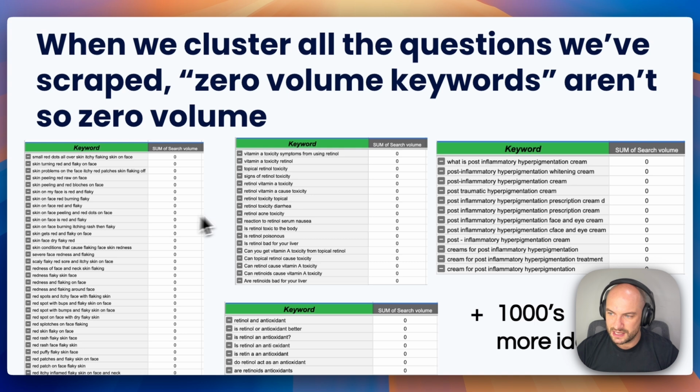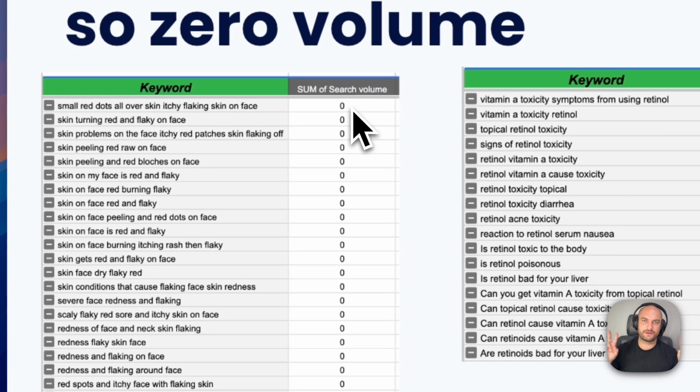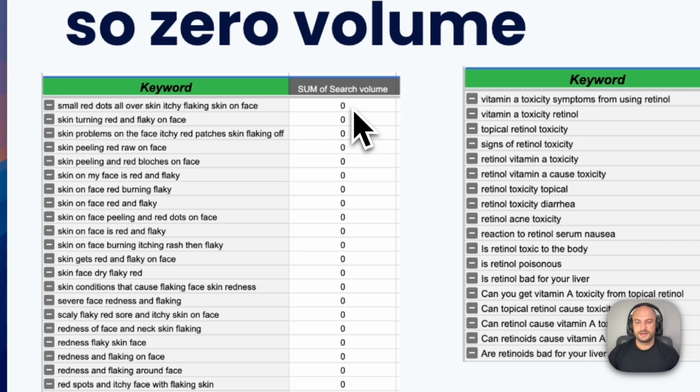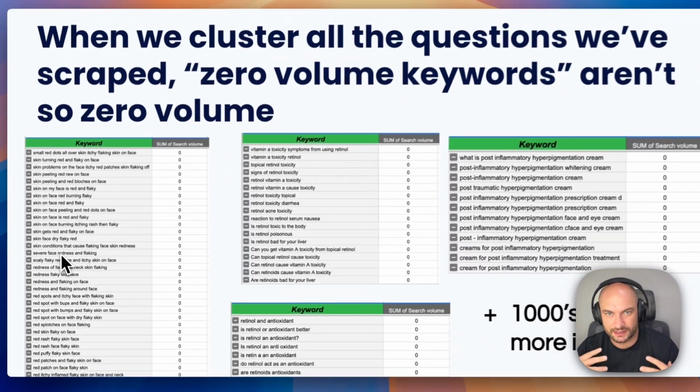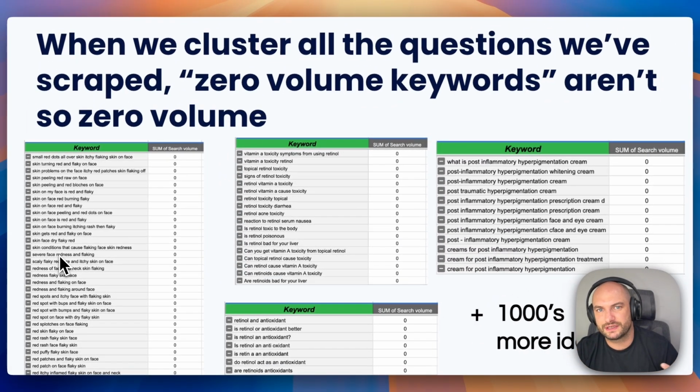And you can see here, each one of these keyword clusters has, I mean, this one had about 50 keywords in, but each keyword cluster has 10, 50, 20, sometimes 100 keywords in, all of which are technically zero volume according to keyword research tools. But the fact that we've grouped all of these together using a clustering tool means that I would argue they're technically not zero volume. It's just the same question being asked 100 different times in different ways, in different formats.